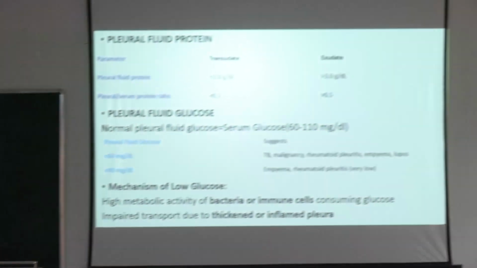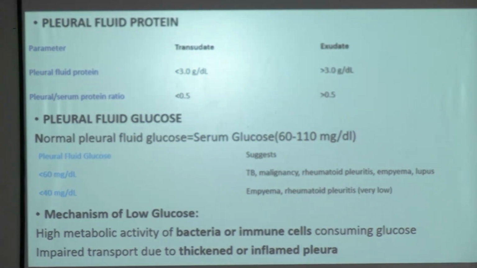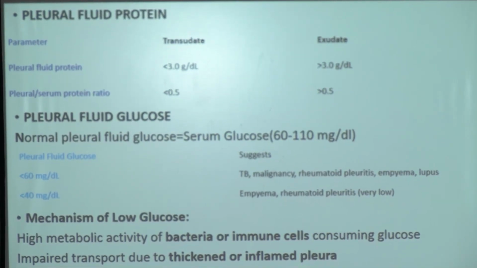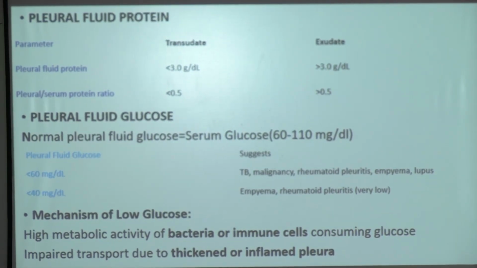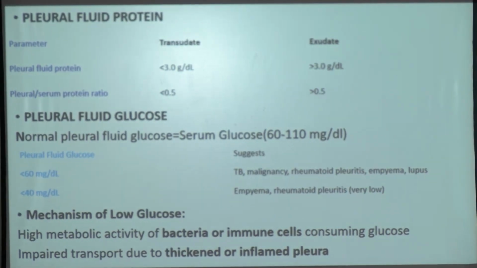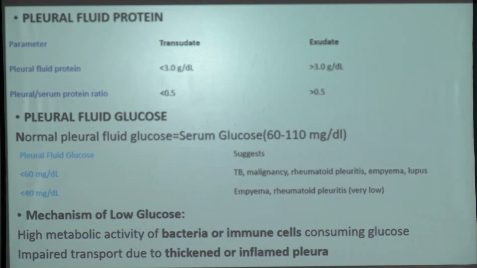Then pleural fluid protein. If pleural fluid protein is less than 3, then mostly it is transudative. But always do the ratio of pleural fluid versus serum protein. Mostly pleural fluid protein is less than 3 in case of transudative and more than 3 in case of exudative.